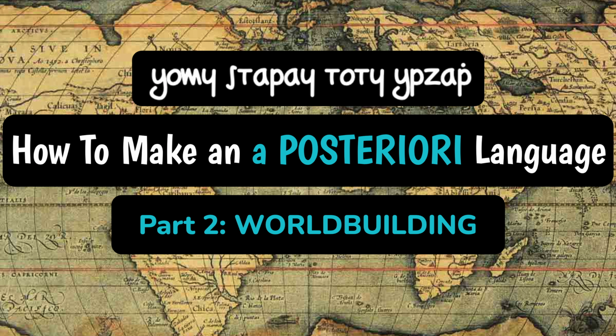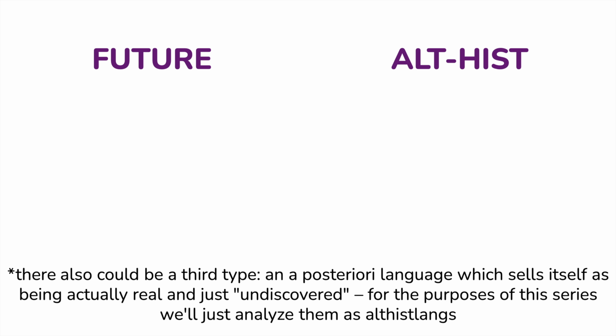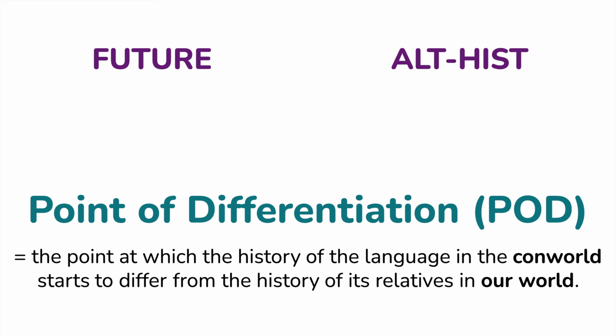So the first thing you gotta do when you're making an a posteriori language is decide where and when that language will be used. Roughly speaking, there are two types of a posteriori conlangs: future languages and alternate history languages. The distinction is based on the location of what we'll call the point of differentiation, or POD. Basically, for every a posteriori language, there's a point at which the history of the language in the con world starts to differ from the history of its relatives in our world.